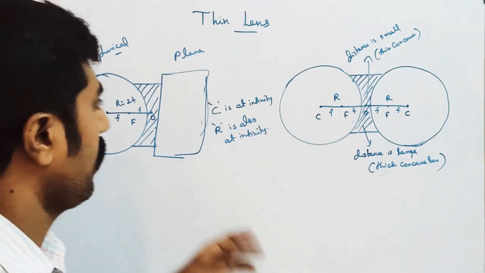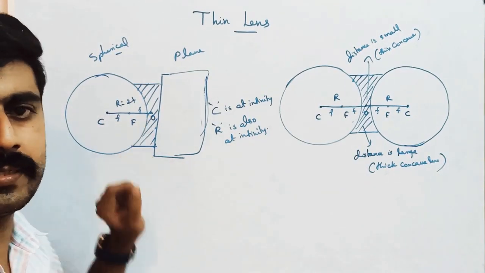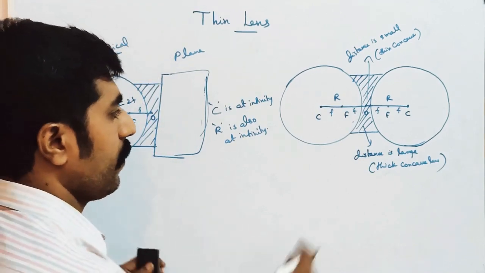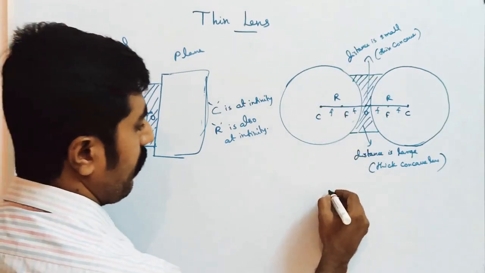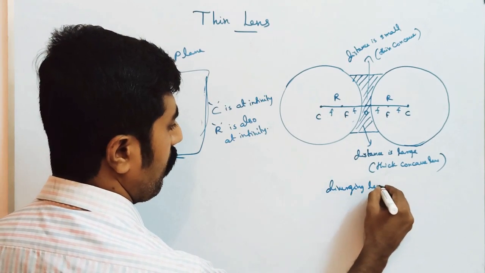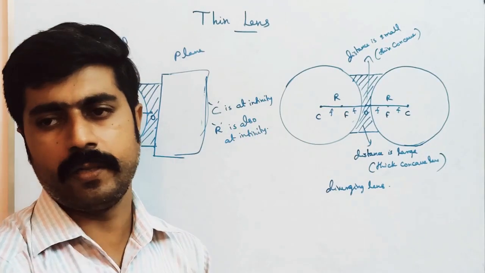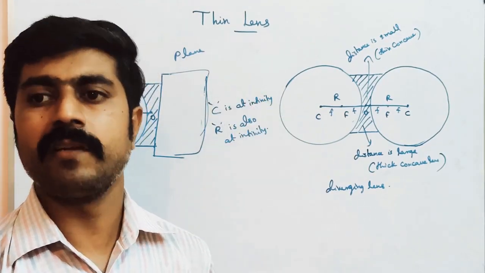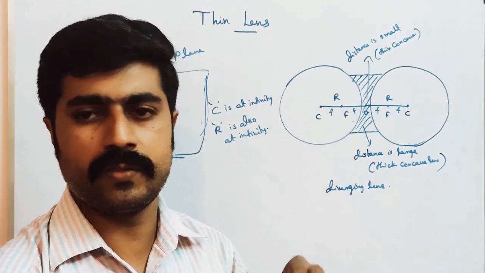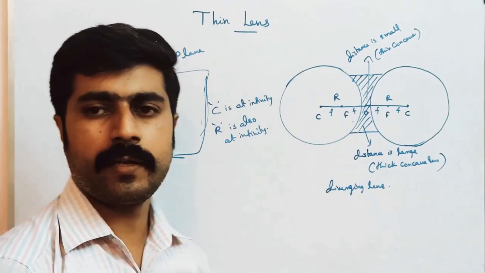So these are thin lenses: when the distance is smaller it is a thin lens, and when the distance in between is higher it is a thick lens. The concave lens is a diverging lens, since the rays diverge. The convex lens is a converging lens, since the rays converge. Okay, this topic is very important.